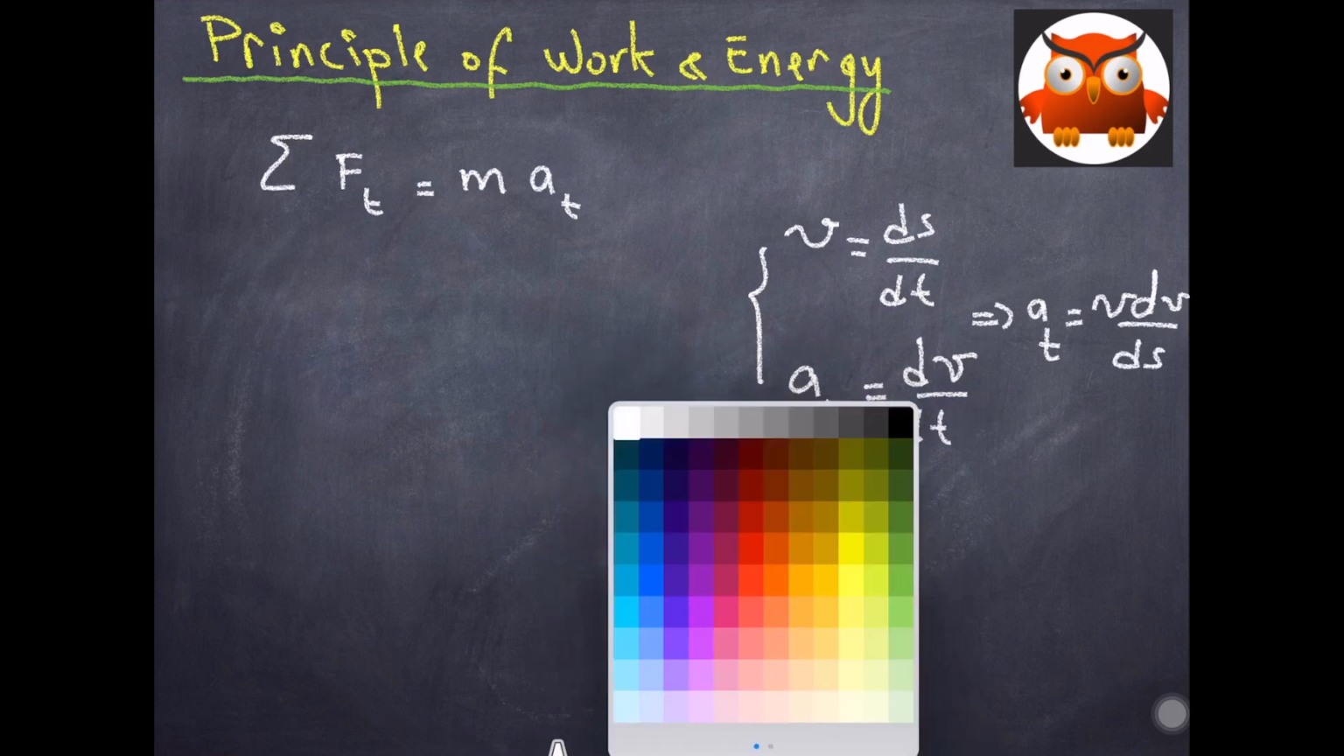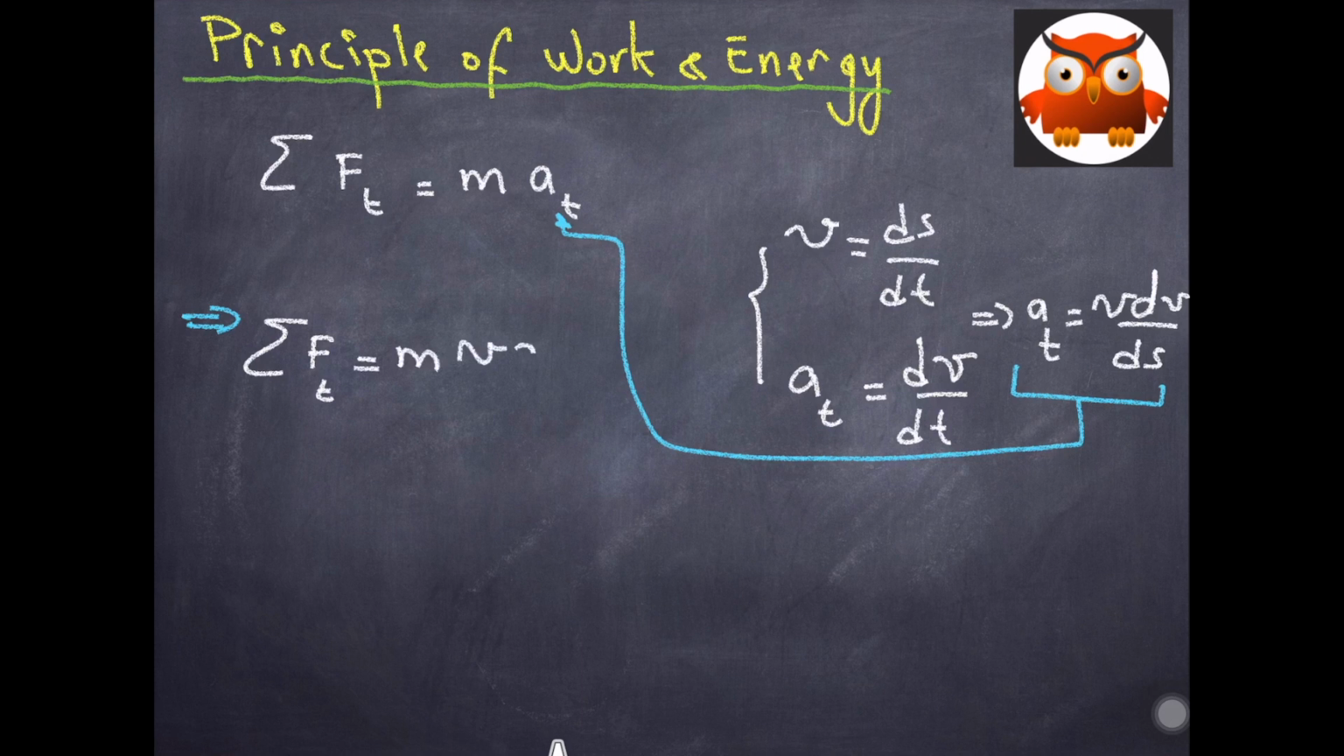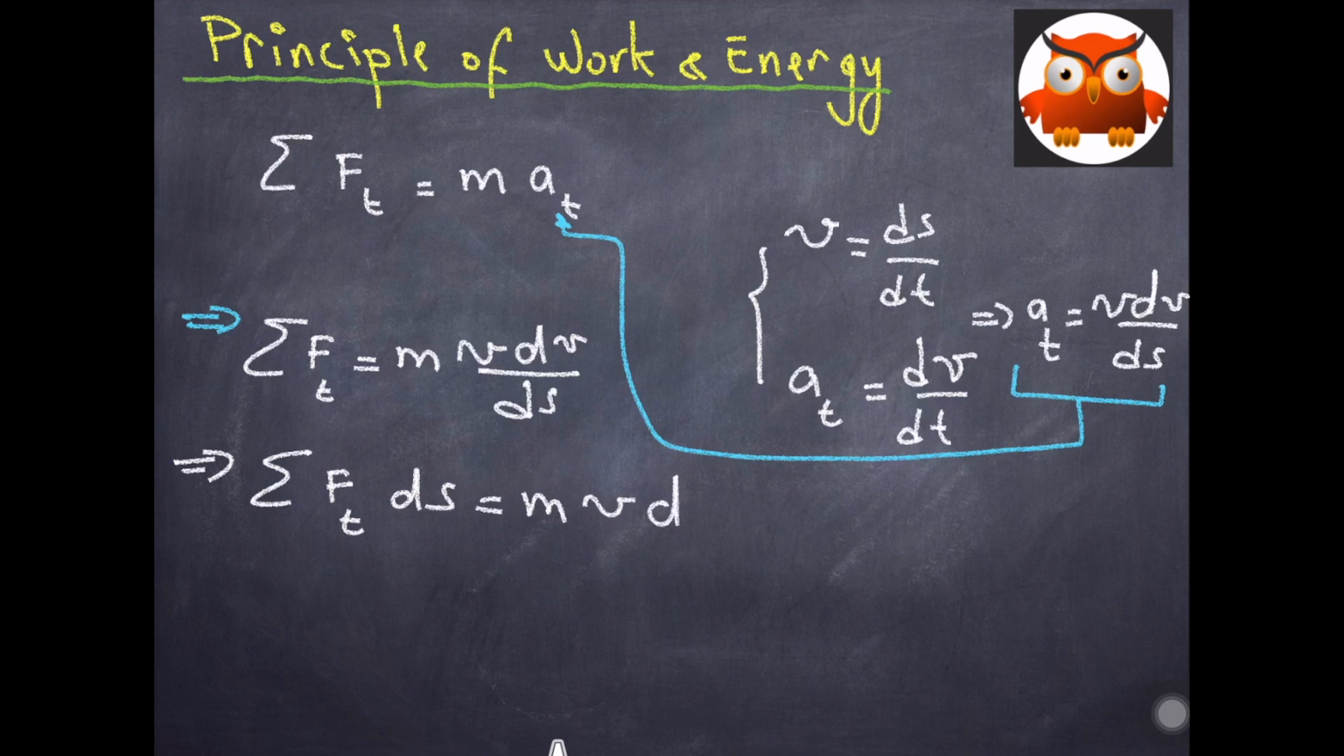Now if we take this and substitute here, what do you get? You get the sum of the forces in the direction of t, or direction of motion, equal to the mass times v dv over ds. Now you cross multiply and you get the sum of the forces in the t direction times ds equal to m times v dv. Good? Now what we do, we integrate both sides of the equation.